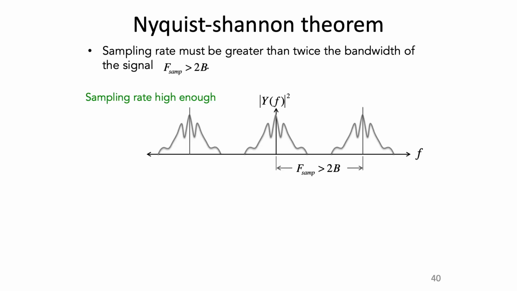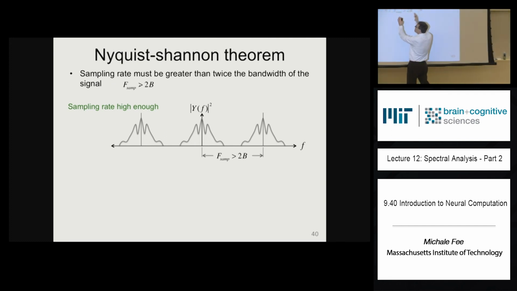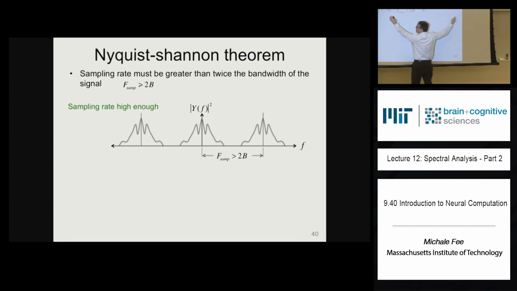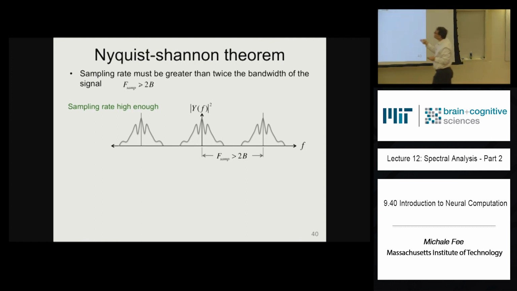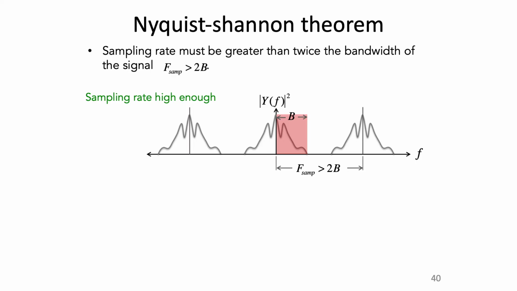Okay, so what that means is that you need the sampling rate to be high enough. The higher the sampling rate is, the further apart these spectra are. Delta t is very small, which means 1 over delta t is very big. The sampling rate needs to be greater than twice the bandwidth of the signal. Okay? That's bandwidth B. Okay?